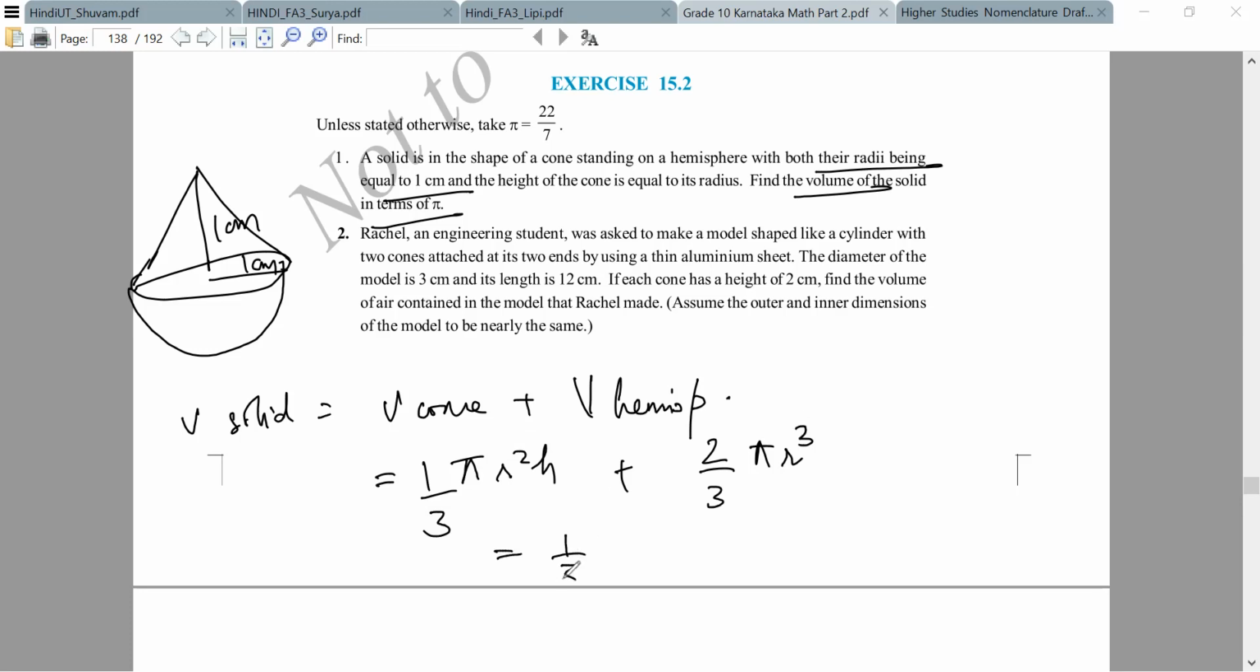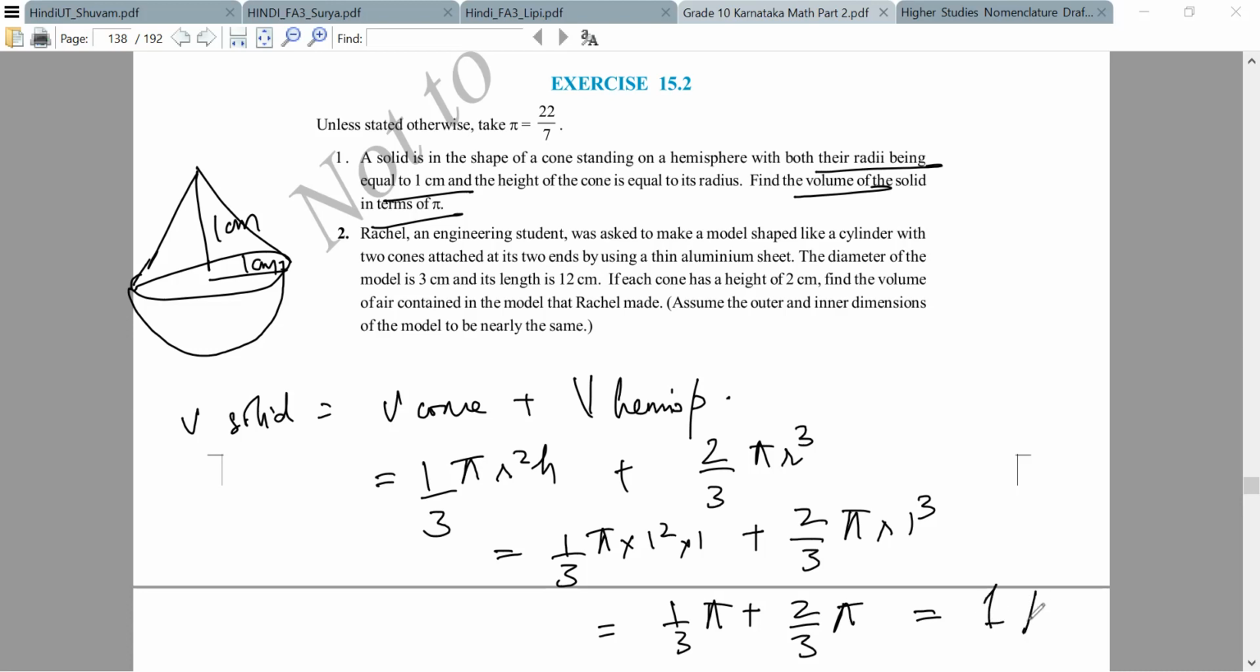So that's equal to 1 by 3. They are saying in terms of pi means don't substitute the value of pi. Leave it pi only. Yeah. So 1 by 3 pi into 1 square into 1 plus 2 by 3 pi into 1 cube. 1 cube is also 1. This all is also 1. So 1 by 3 pi plus 2 by 3 pi. Got the calculation? That's what, actually 3 by 3 pi, that's what, 1 pi. Okay, so this solid's volume is only pi centimeter cube. Okay, yeah.